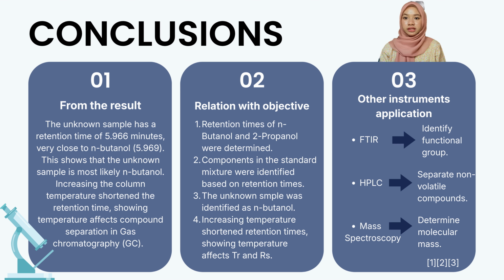The result also showed that when the column temperature was increased from 70 degrees Celsius to 100 degrees Celsius and 140 degrees Celsius, the retention time becomes shorter. This indicates that higher temperature allows compounds to move faster through the column, affecting the separation process. The objective of this experiment was successfully achieved.